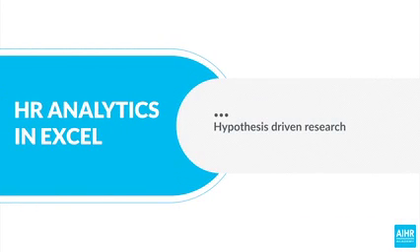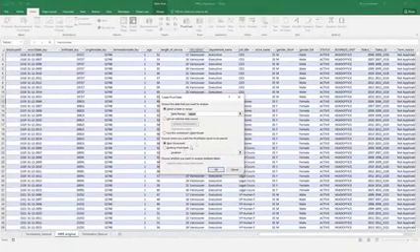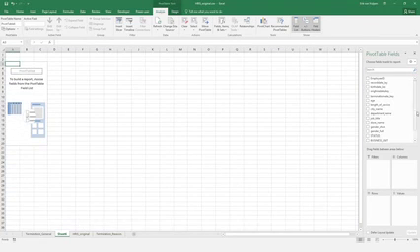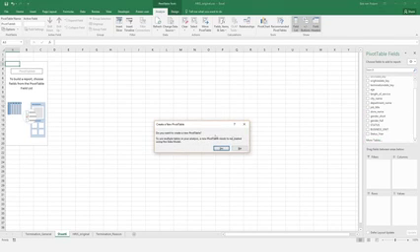Why people left in the past few years. Now, in order to get the insights into the data and answer the first research question, we will create a pivot table. We select a pivot table, we say select all the data in table 1. Okay. The status year, but there's still no termination reason in here, which is weird.